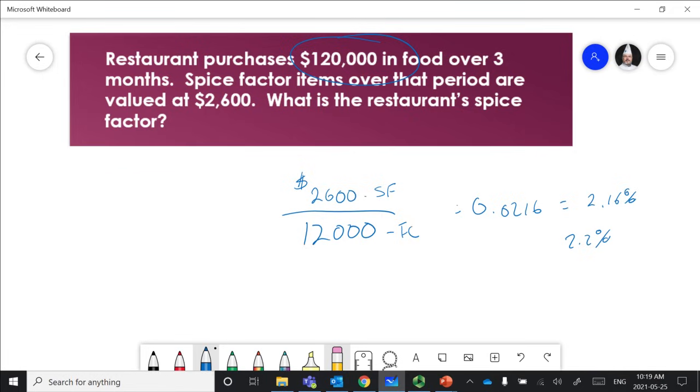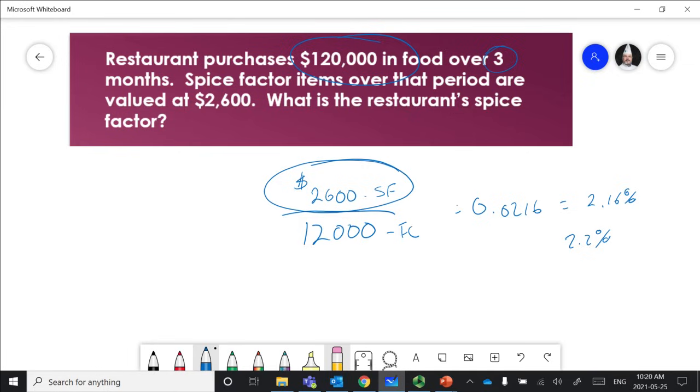That's the percentage we're going to use in our restaurant, because we decided what these $2,600 worth of spice factor items were in our restaurant. And we took this over 3 months. We don't take it over a week, because how many times do you buy a bottle of cayenne pepper? Probably not every week, right? So you're going to take a good chunk of time, like 3 months, and figure out how much you spent on spice factor items to figure out what your percentage is.